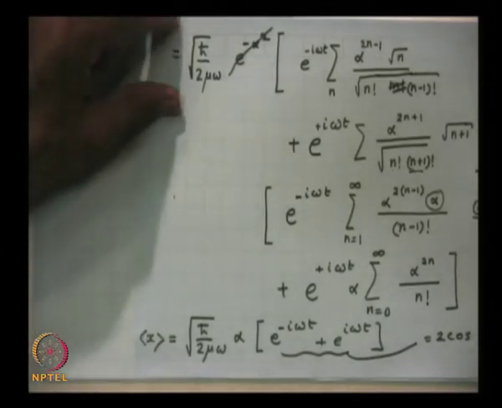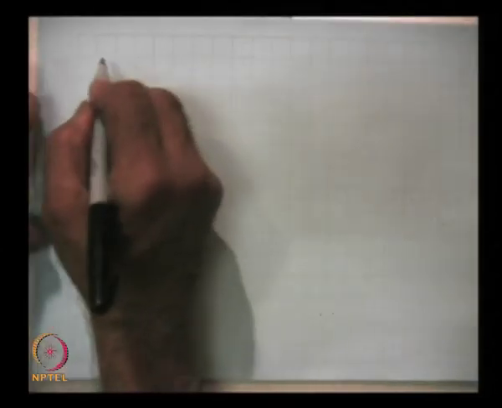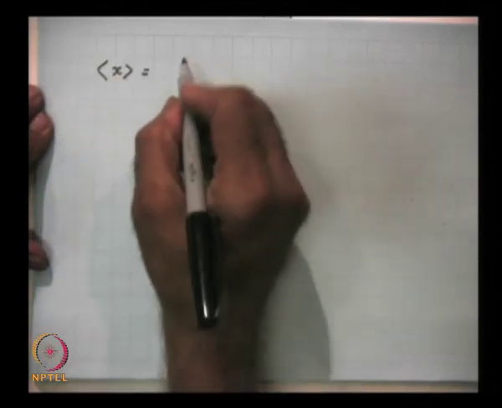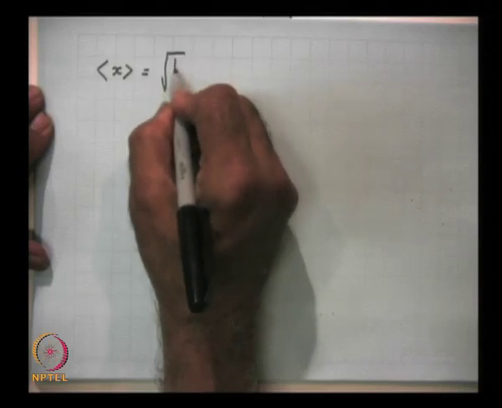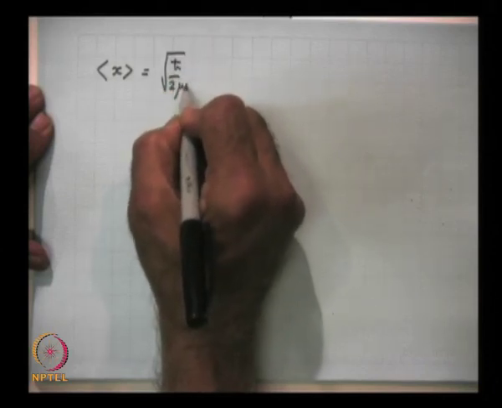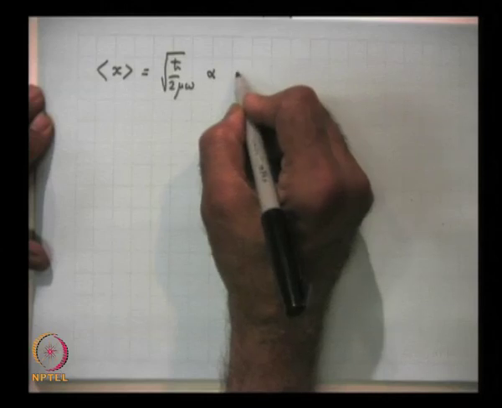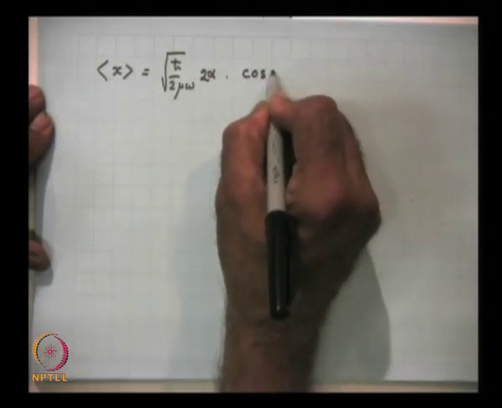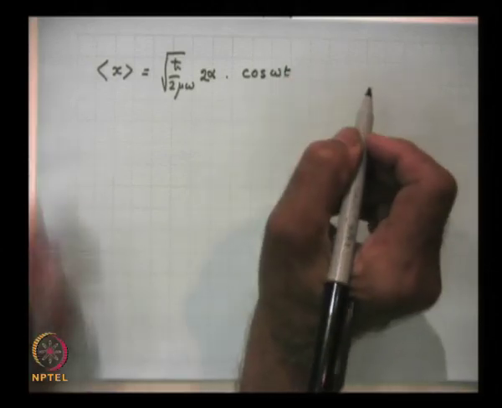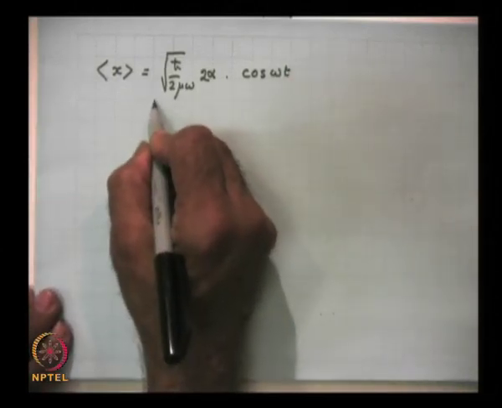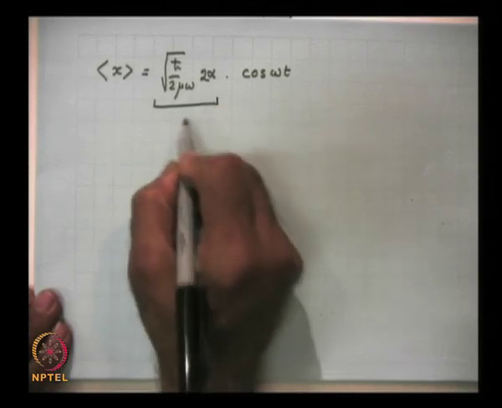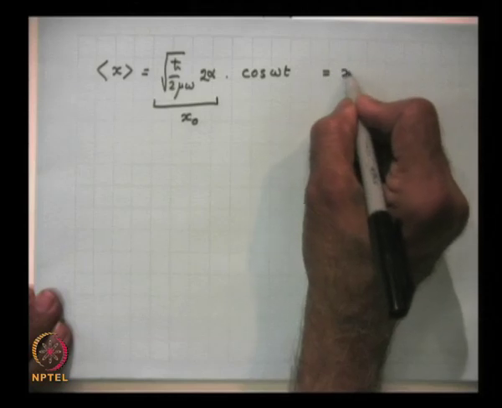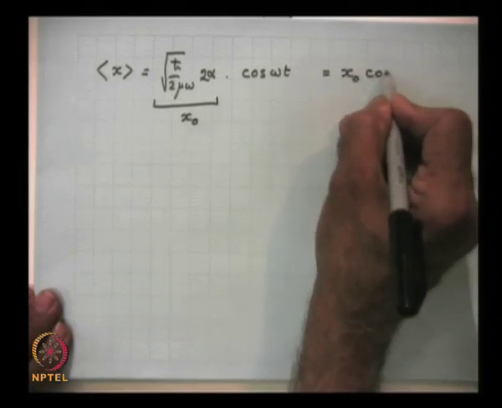So, I rewrite it once again. I get x is equal to h cross by 2 mu omega, alpha times 2 cos omega t. So, if I write this as x naught, then this becomes equal to x naught cos omega t.